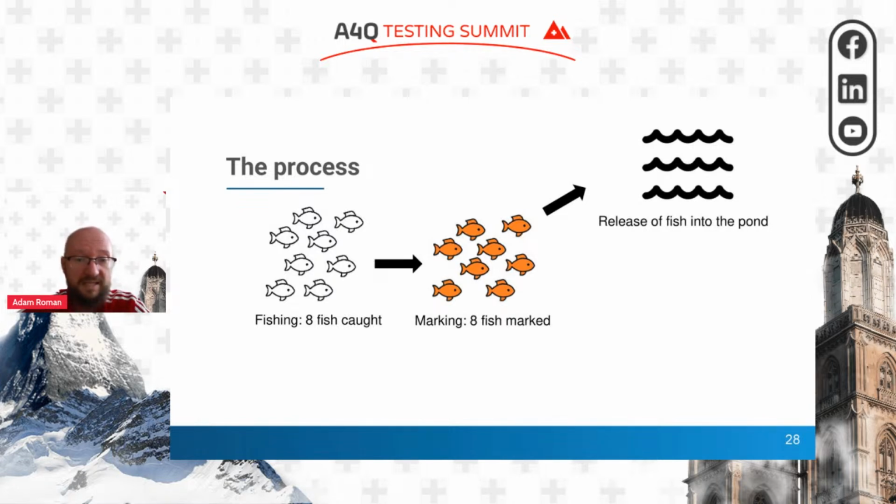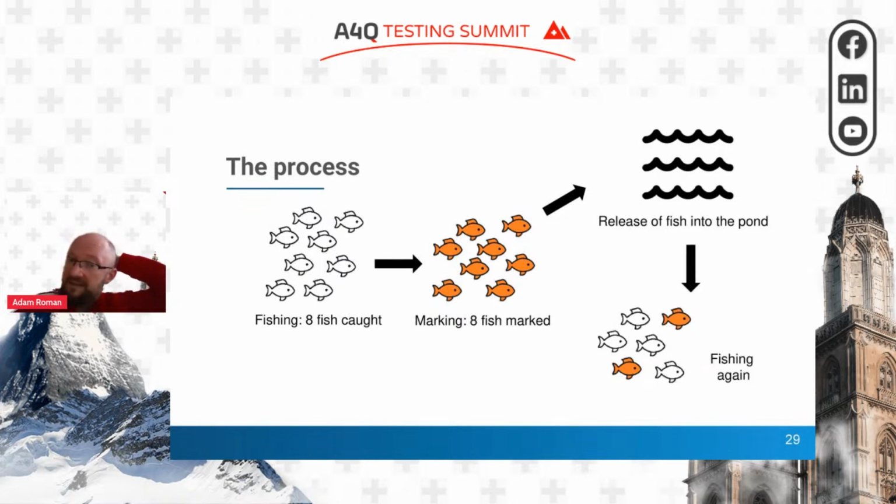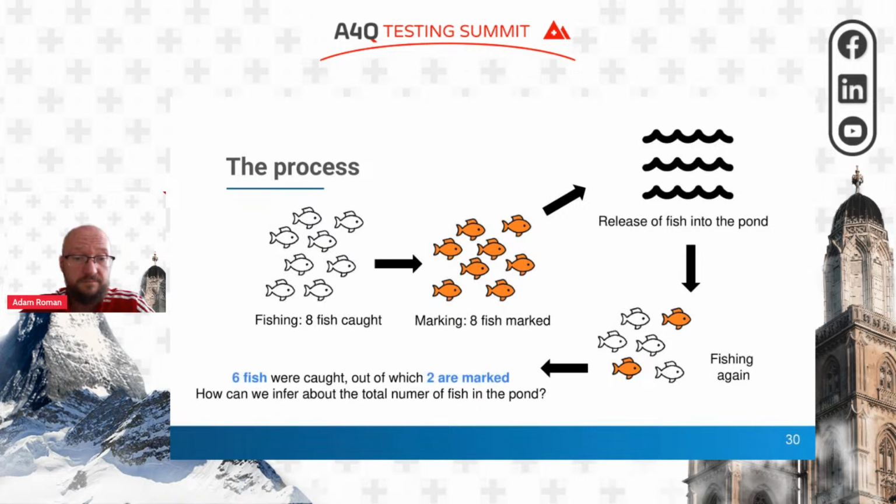They do the process again. It's called capture, recapture. So they do this the second time. And let's say during the second fishing, they caught 6 fish, 2 of which were marked, right? So we caught 2 previously caught fish and 4 new ones. So the question is, can we infer something about the total number of fish in this pond?